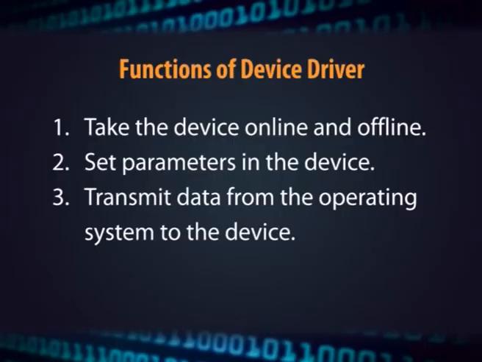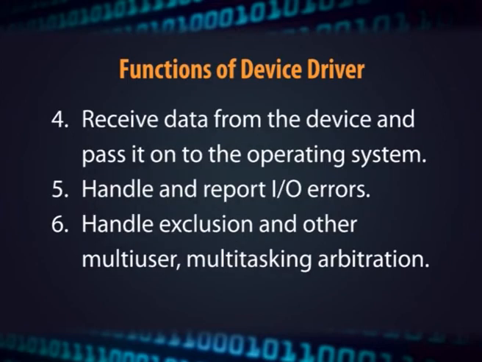It may perform some or all of the following functions. First, take the device online and offline is the first task performed by the device driver. The second task performed by the device driver is set parameters in the device. The third task performed by the device driver is transmit data from the operating system to the device and receive data from the device and pass it on to the operating system. The fifth task is handle and report I/O errors. The sixth task is handle exclusion and other multi-user multitasking arbitration.